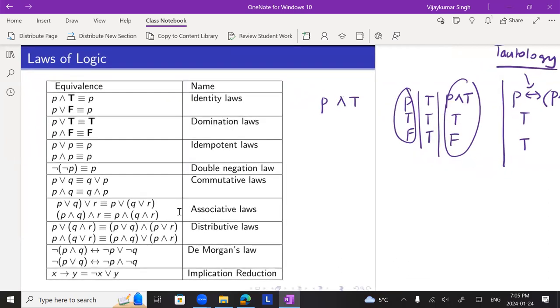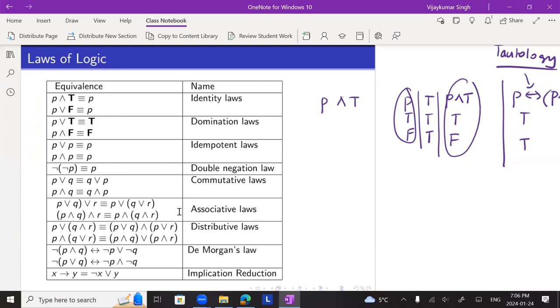Similarly, we have domination laws. So P or true is true. Don't worry about the names, but you can associate some reason to the names. Identity laws are like numbers, right? What is X plus zero? X. Zero is the identity in addition. The same way in logic, you have P and true, or P or false, and in both cases we get P.